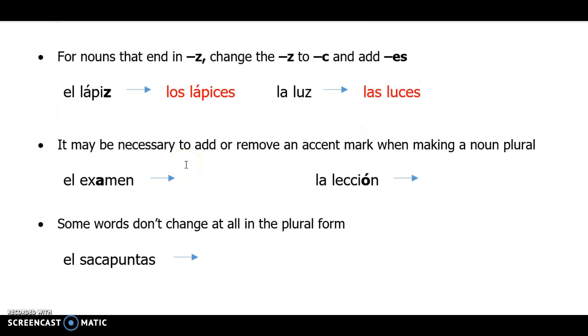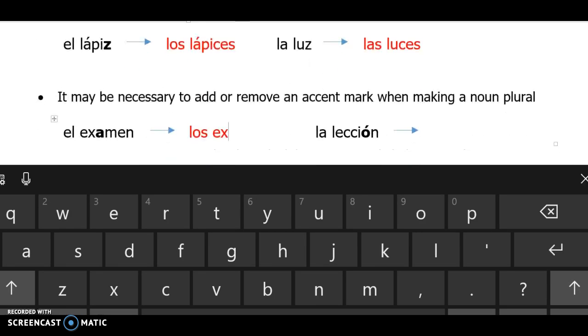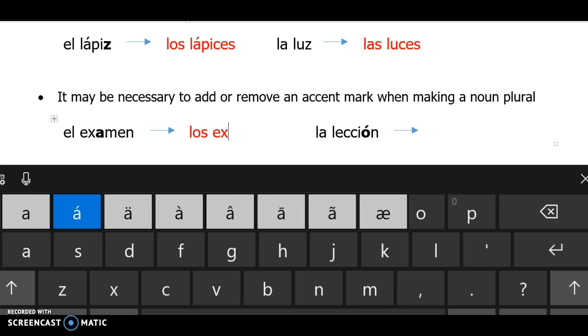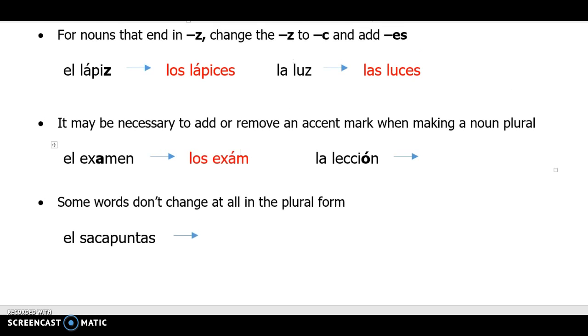All right. Sometimes there's an accent mark issue. There are words that sometimes you add an accent mark to in the plural, and sometimes you remove an accent mark. We're going to do an example of each. And there are rules for this, and you'll see it more later. It's not going to make as much sense now, so let's just kind of go with this. El examen becomes los exámenes. No, it's the A that gets the accent mark. Exámenes. Whoops, there it is. El examen, los exámenes.